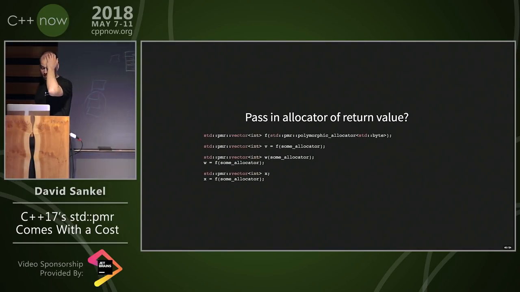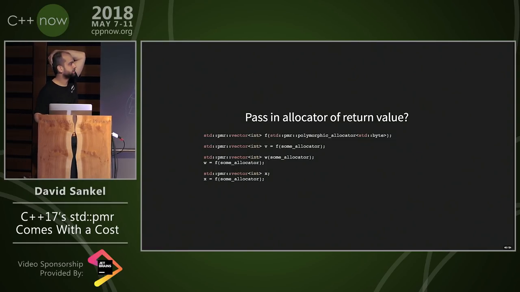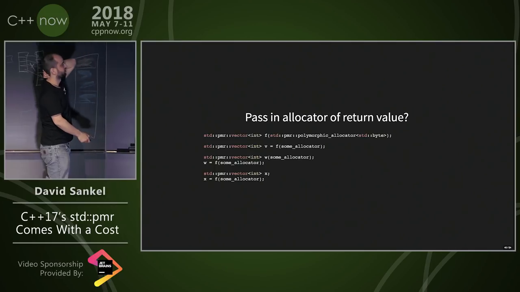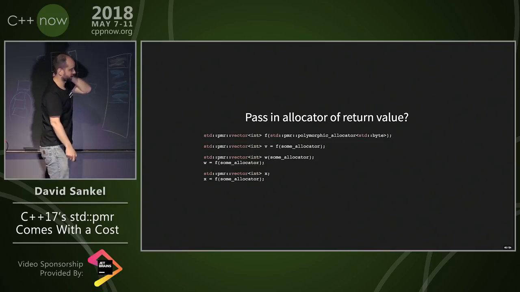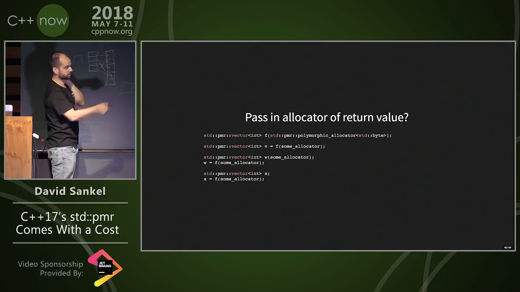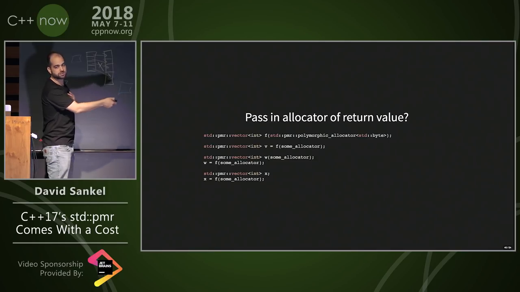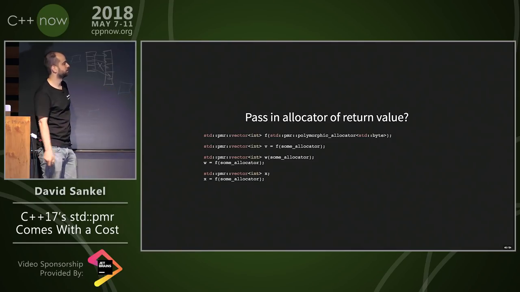So, given this, do you want to pass in the allocator of the return value? You could. For every function, you could pass in the allocator that you want the return value to have. So here, V is being initialized, and F is being called with some allocator, which means V is going to have some allocator. You could have W being initialized with some allocator. And then when I call F and assign it, I want to make sure that I call F with some allocator in case there's some kind of really efficient move for that allocator.